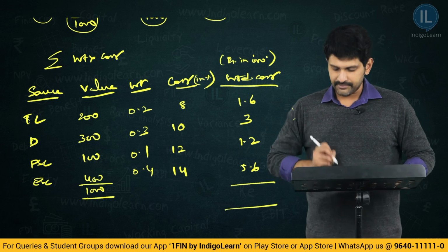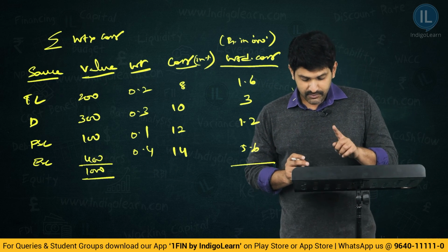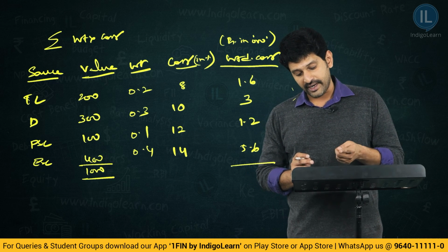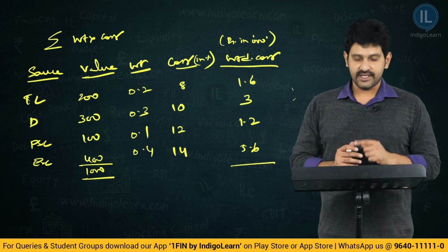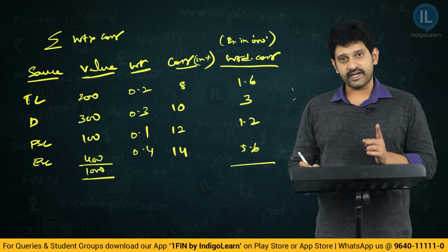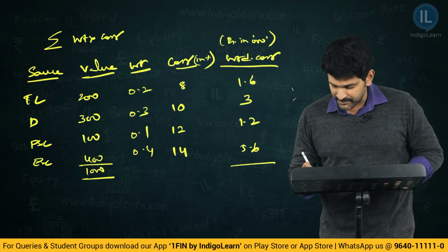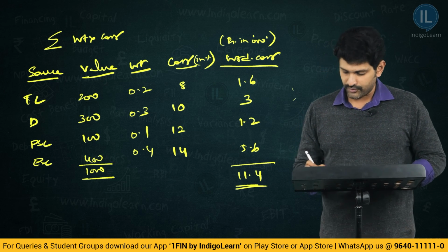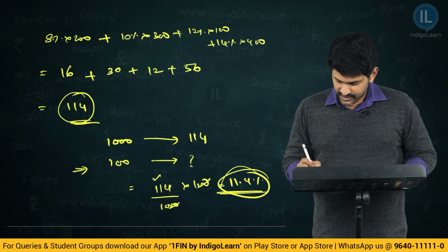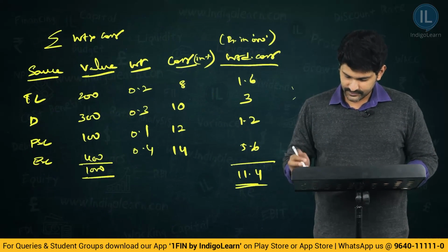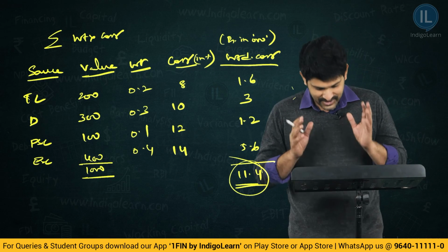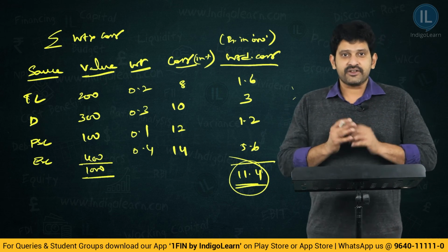Now add all of them. So 1.6 plus 3 plus 1.2, 5.8. Yeah, 5.8 plus 5.6 will be 5 plus 5, 10. 0.8 plus 0.6, 1.4. Therefore 10 plus 1.4, 11.4. The same answer. This is how we actually present it from the examination point of view.